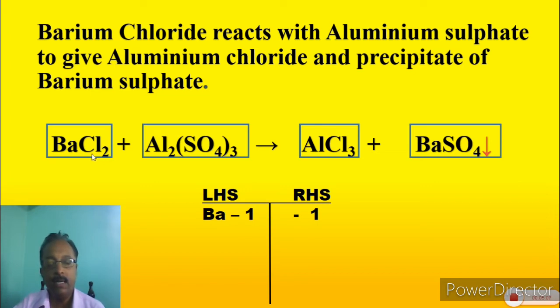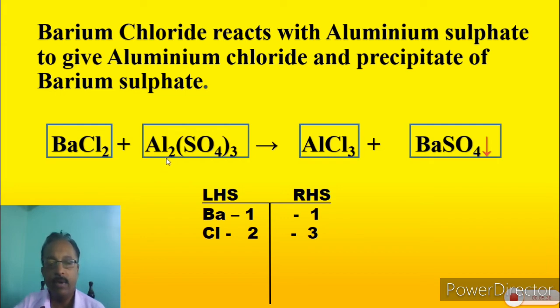So which is the next element here? That is chlorine. So on the left hand side, as it indicates, Cl2 means there are two atoms of chlorine. Similarly, on the right hand side, Cl3 means there are three atoms of chlorine here. So let us write for chlorine, left hand side 2, right hand side 3.